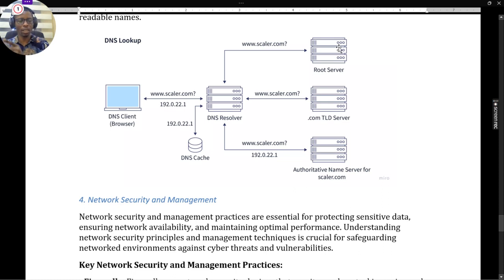That one says, okay, it's scalar.com, so it's .com. It sends back, okay, this is the address of the .com server. It sends it to the .com server. The .com server says, okay, Scalar is under me, and it sends back the IP address of the DNS server that answers to Scalar.com. So it sends that back to the DNS server, which now goes to Scalar.com. It gets the IP address of www.scalar.com, then sends it back to the client. The client now uses that IP address to get the site it's looking for. So that's simply how it works.